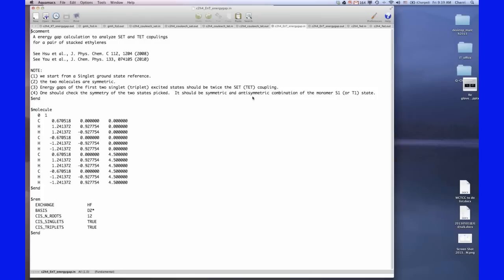As a final note, one should check the symmetry of the two states you pick. It should be, again, a symmetric and asymmetric combination of the monomeric states. Alright?